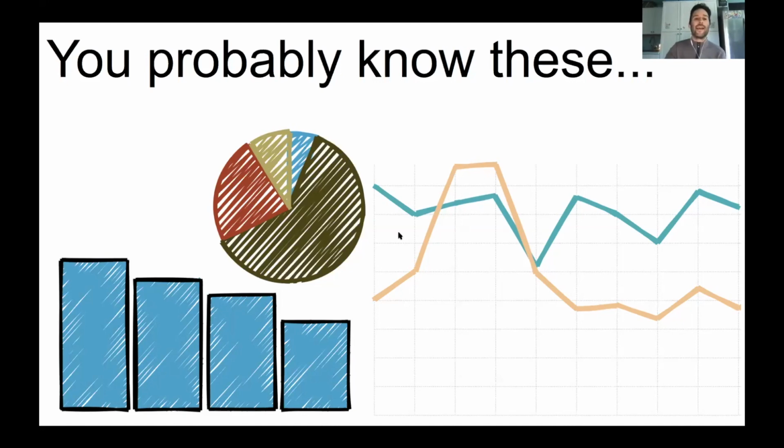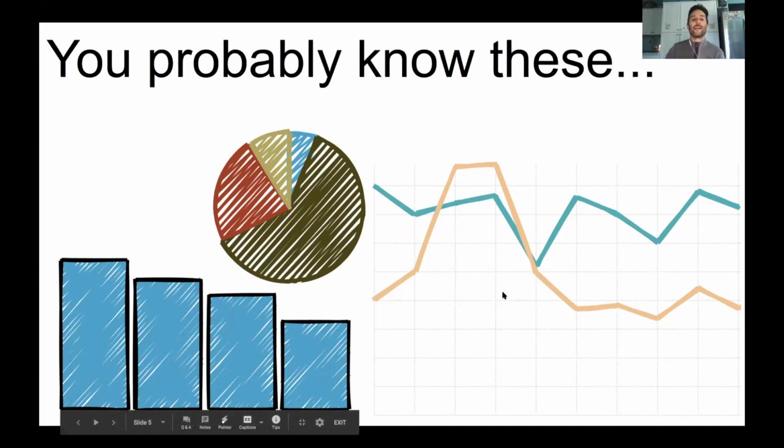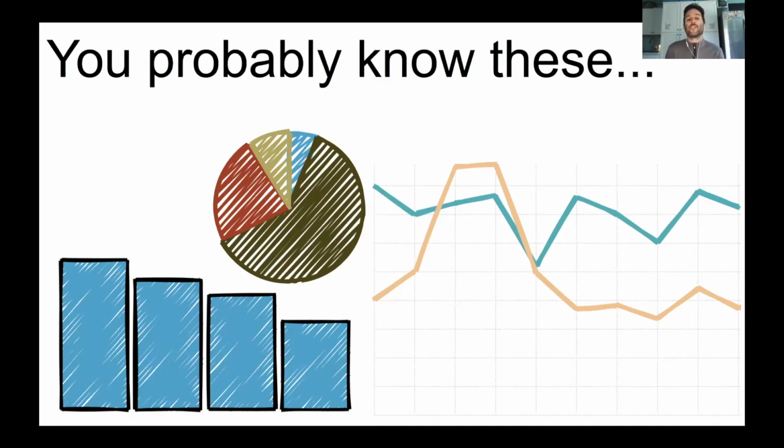And now that the chat's back and open, I can see that everybody said, yes, we've got a pie chart, we've got a bar graph, and a line chart. So I want you to stop telling me what they are, and I've got another question for you. What do all three of these charts have in common?